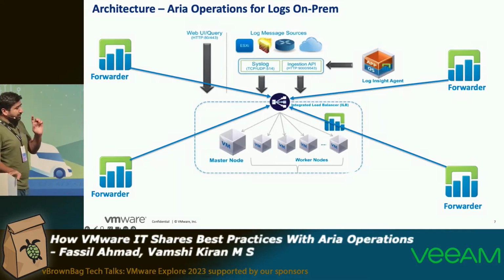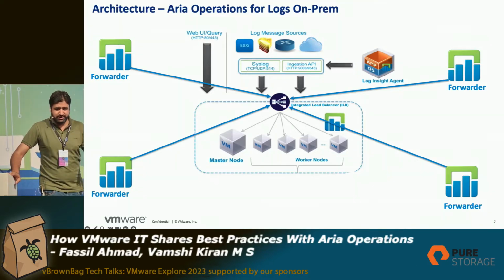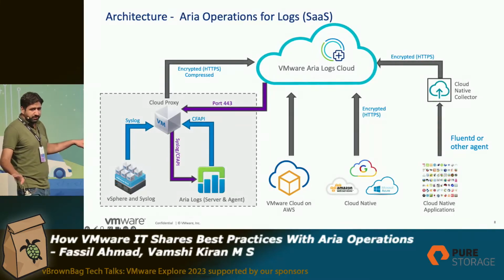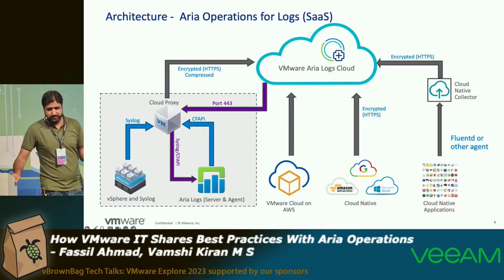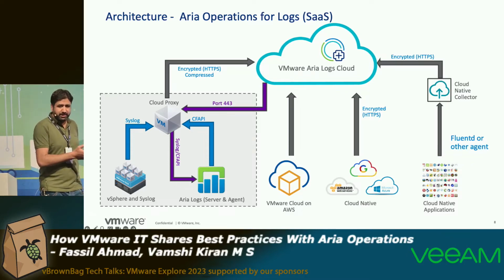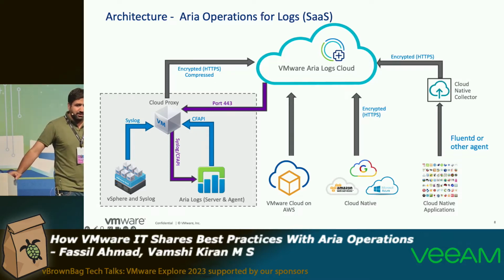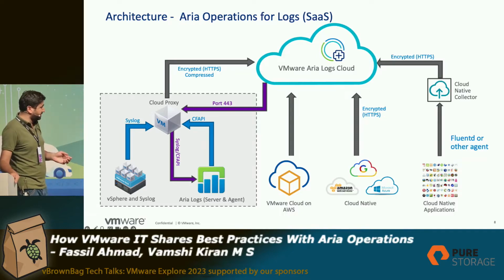And we do have 2 offerings. One is the on-prem offering, and one is a cloud offering, which is running on SaaS. So in the SaaS version, it's the same deployment. The only thing is, you need to deploy a proxy. Proxy is nothing but the gateway service between your private network and the VMware SaaS services. So the proxy will collect the logs and send those logs to the SaaS Aria Operations for Logs.